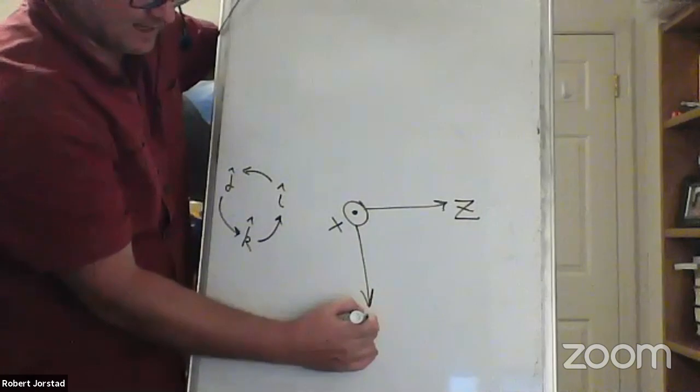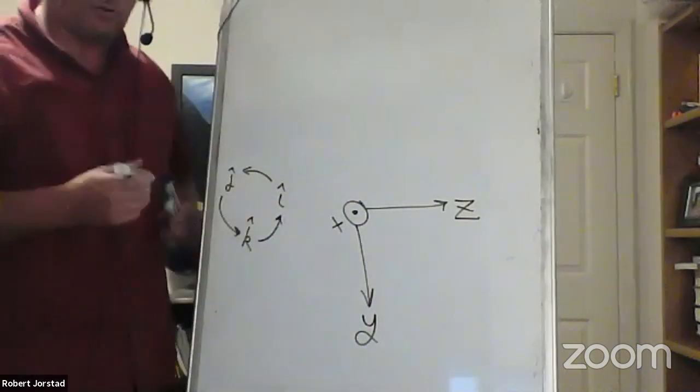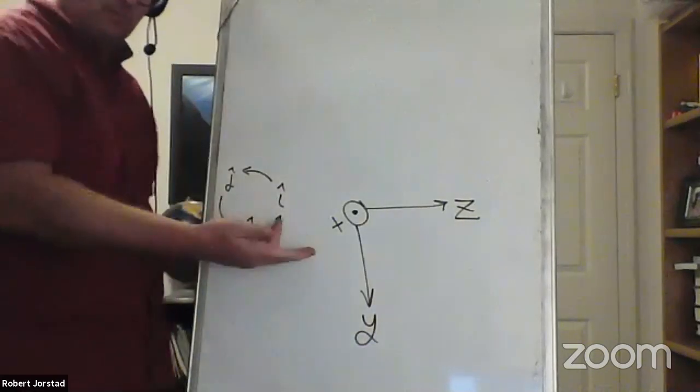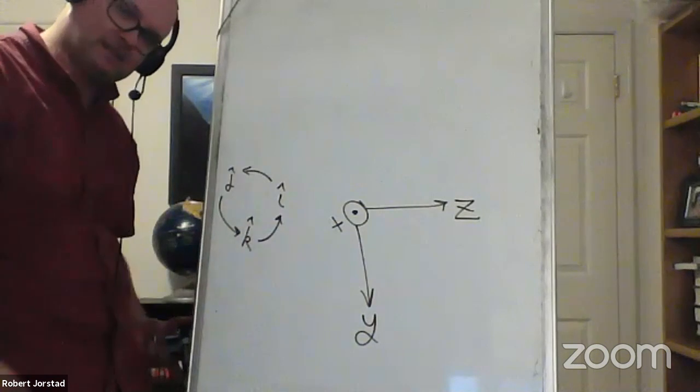I don't think this is the coordinate system I found earlier because this is pretty weird. I must have flipped something. I don't know what I did. But the point is, this would be a right-handed coordinate system. It is a mathematically legal coordinate system.